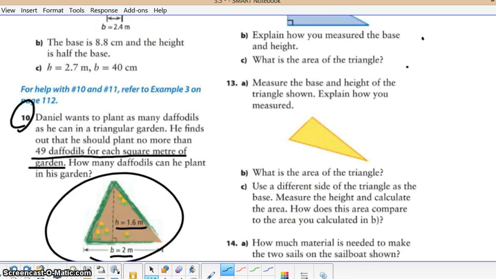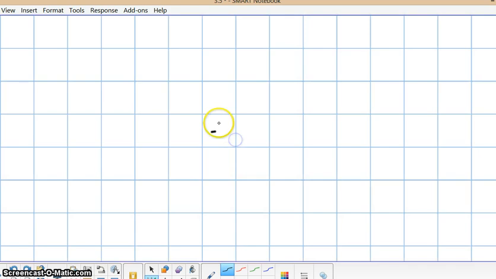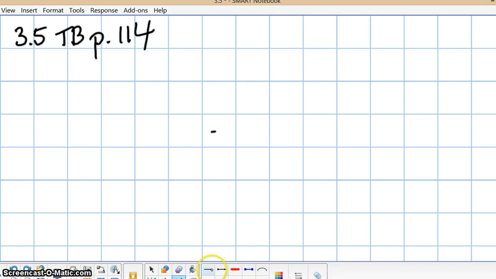Okay, so what we're going to do is question 10, and remember that in your textbook, we're looking at page 114. I just had to re-record another part of this lesson, so it may seem a little bit disjointed. I'm going to get another sheet of graph paper up here, and we are working out of 3.5 in your textbook page 114. Okay, and we are working on question 10.